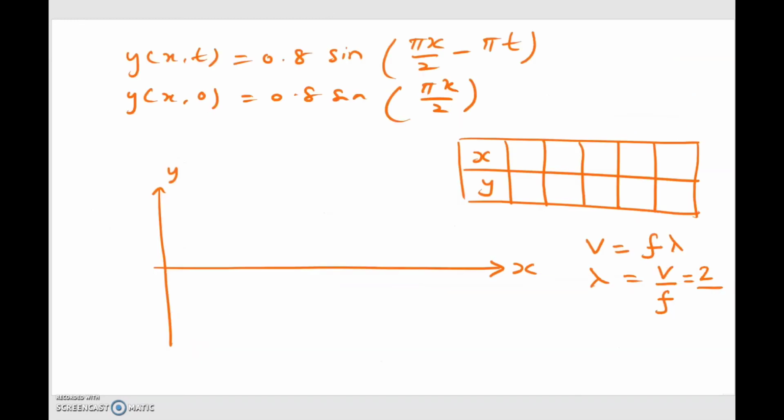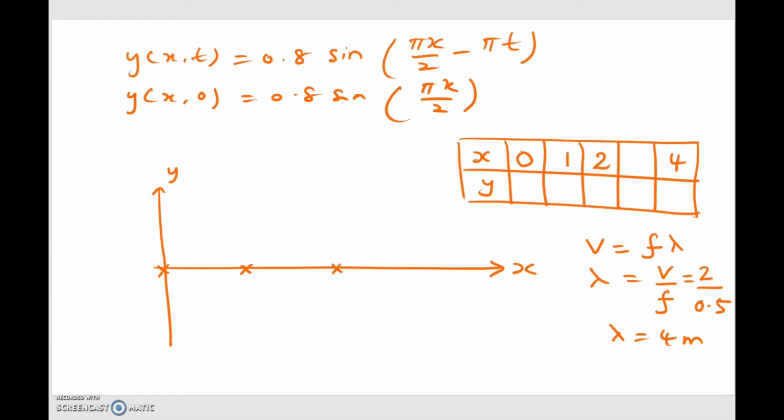Alright, so put 0.5 here. So our lambda is 4 meters. So we can plot this one and this one. We start from the origin. So 0, then 1, 2, 3, 4.